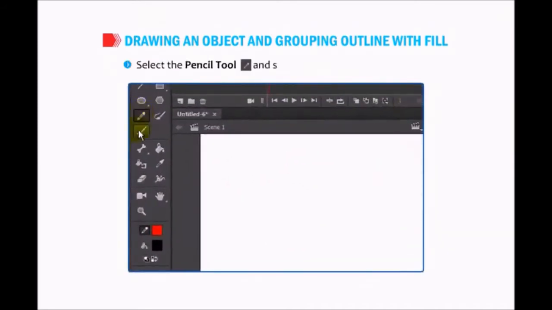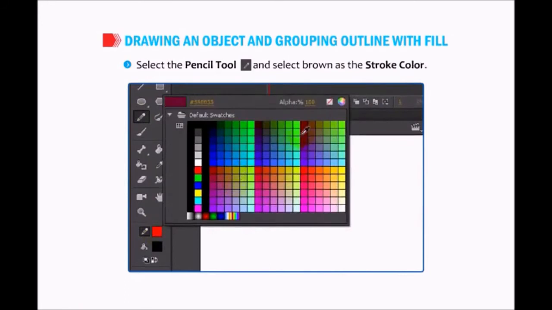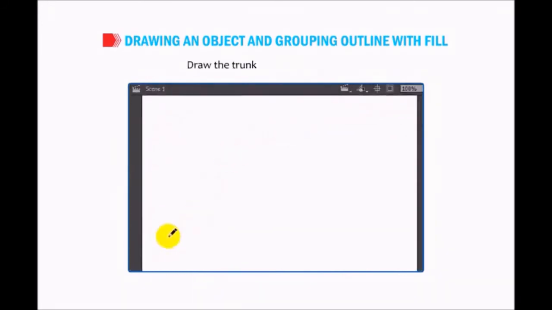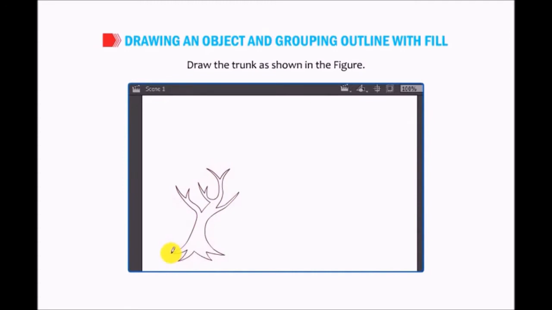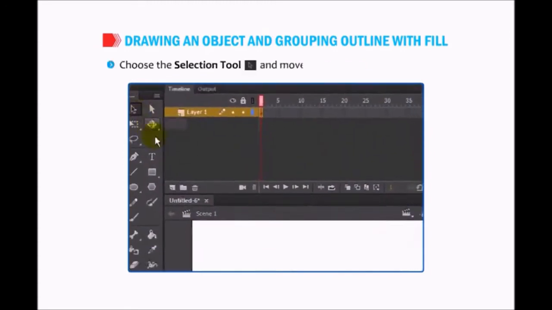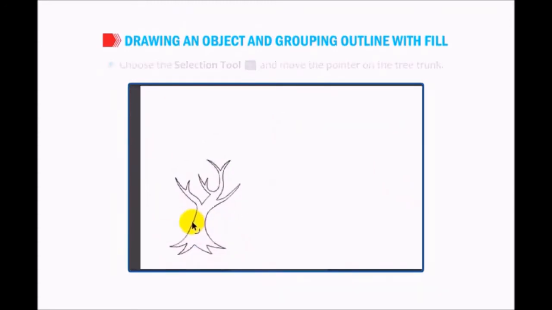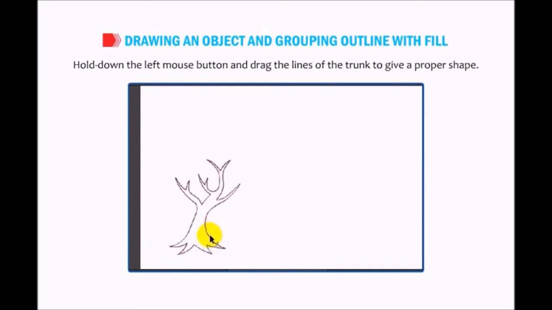Select the pencil tool and select brown as a stroke color. Draw the trunk as shown in the figure. Choose the selection tool and move the pointer on the tree trunk. A curve is displayed below the arrow. Hold down the left mouse button and drag the lines of the trunk to give a proper shape.